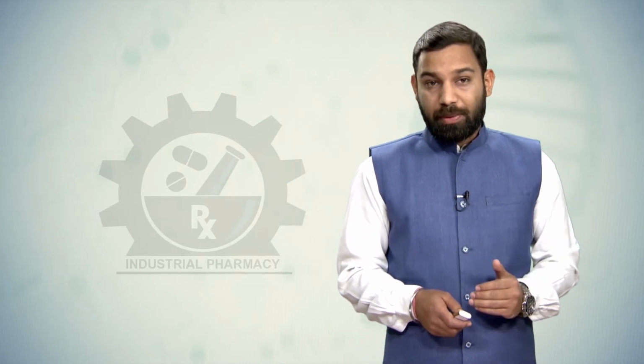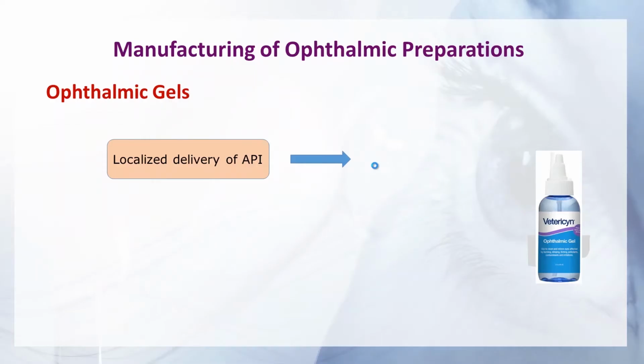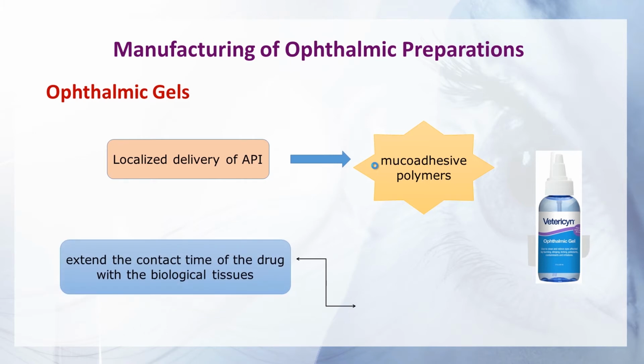Now, the third type of preparation is ophthalmic gels composed of mucoadhesive polymer. Mucoadhesive polymers have the property to adhere to the mucous membrane. These gels provide localized delivery of API to the eye, because the formulation adheres to a particular part of the eye. Such polymers have a property known as bioadhesion, because it is a biological membrane. So, mucoadhesion is also known as bioadhesion.